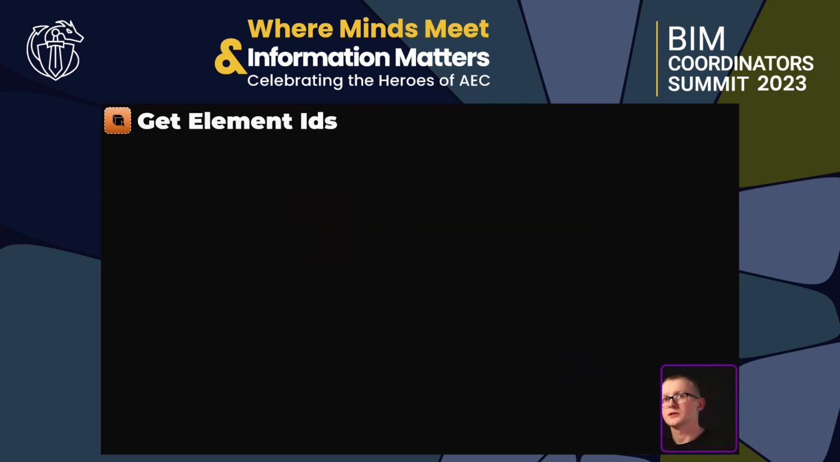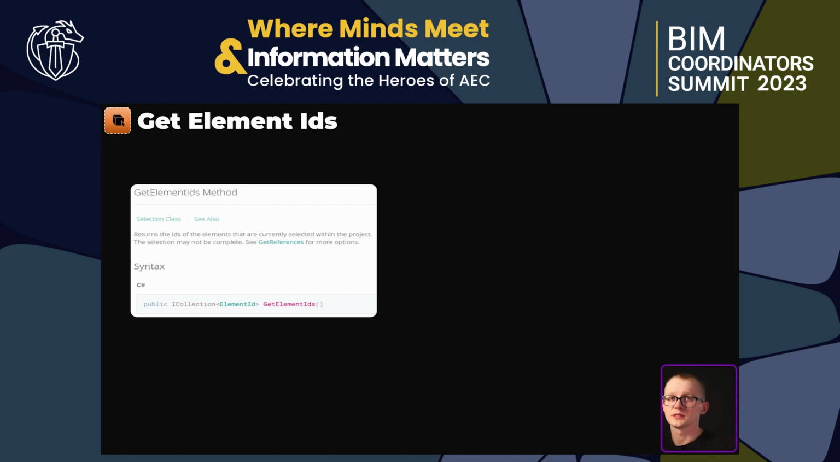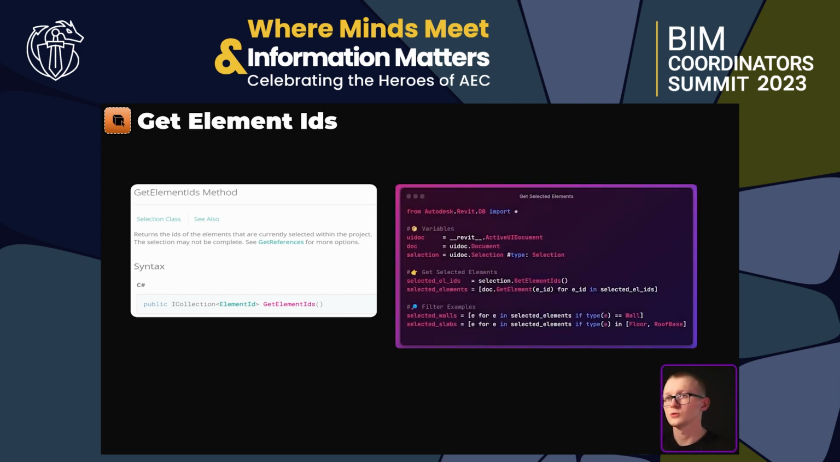Let's have a look at the methods. The first one is get element IDs. It's going to return you IDs of the elements that are currently selected within the project. Now let's have a look at the C# syntax. You can see that this is going to return you a collection of element IDs, and it doesn't have any arguments. So we simply have to call it on the instance of selection. And here's a code snippet how to do this.